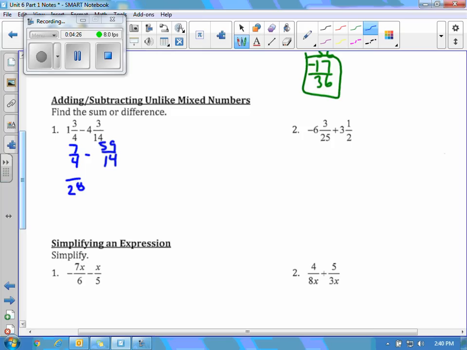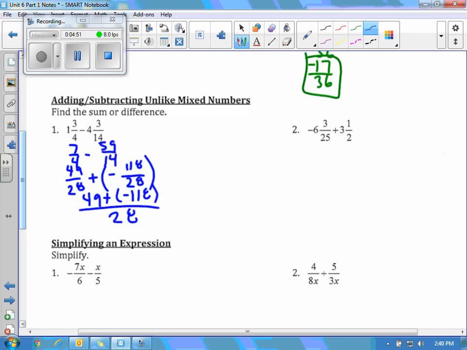4 times 7 is 28. 7 times 7 is 49. I'm going to rewrite this as addition, so plus a negative. 14 times 2 is 28. 59 times 2 is 118. So now I have a common denominator. I'm going to do 49 plus negative 118 over 28.